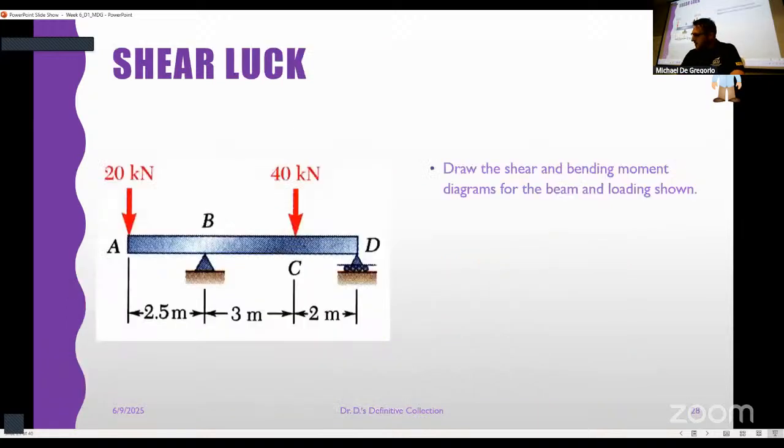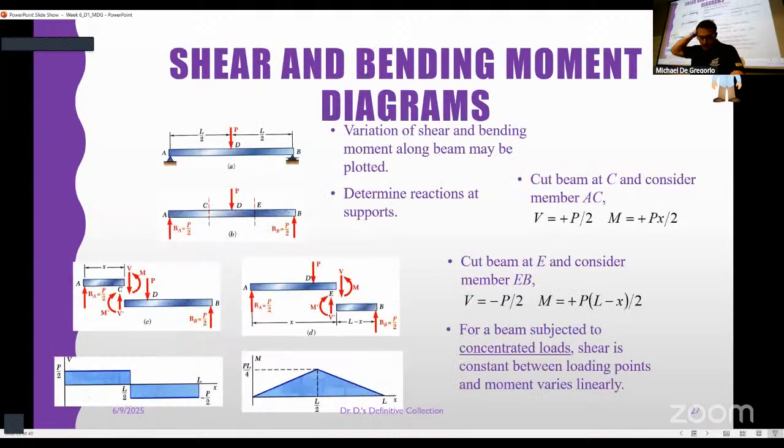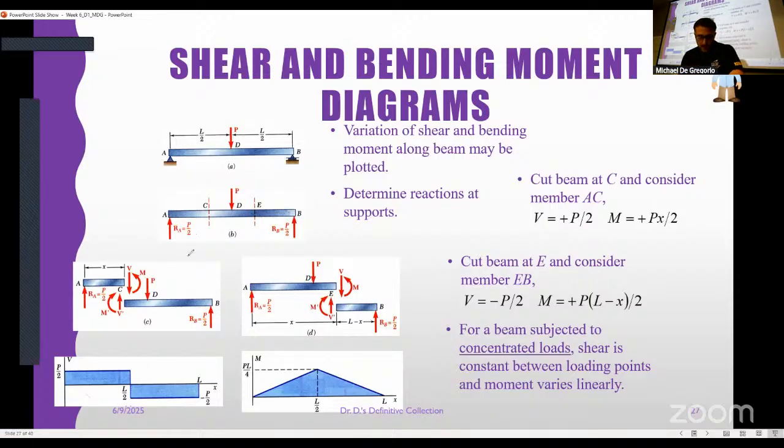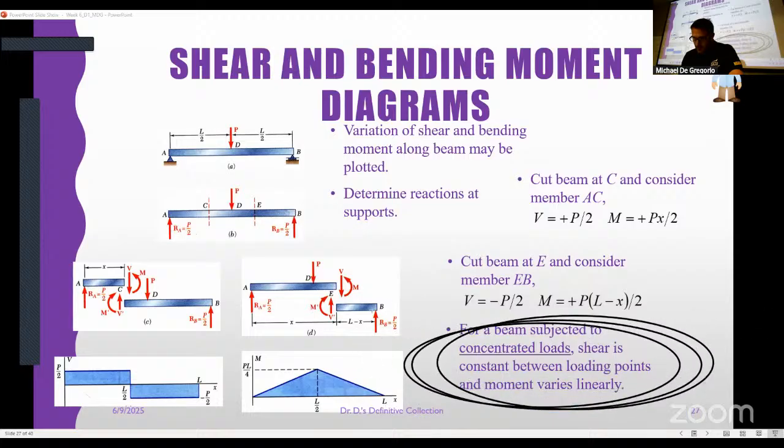Let's go for it and see what happens. There's an important note on the last slide that I actually didn't go over. So it says right here, for a beam subjected to concentrated loads, shear is constant between loading points and the moment varies linearly. That's important to remember. Okay? This is a really important thing right here. I'm going to circle it. Right here, this thing right here. Very important, very important. Look at what's going on here, right?